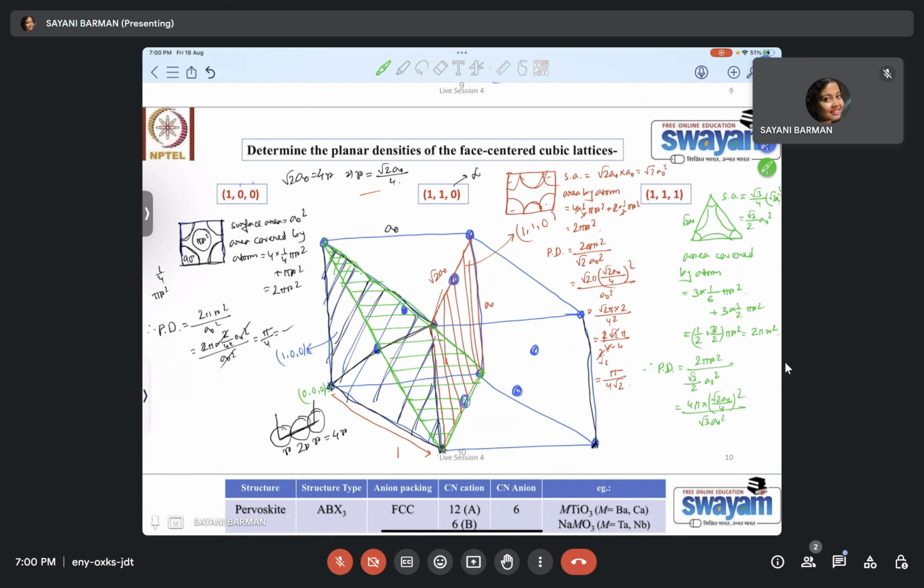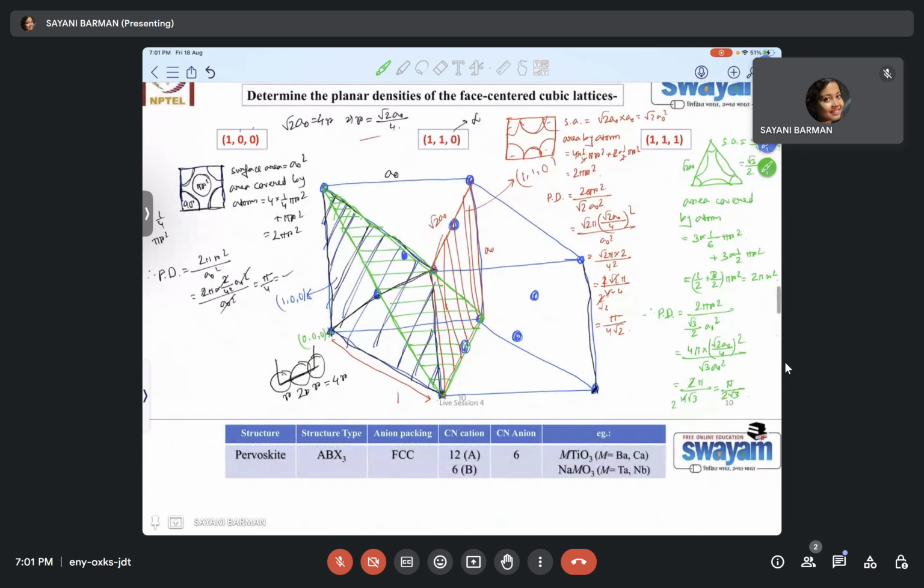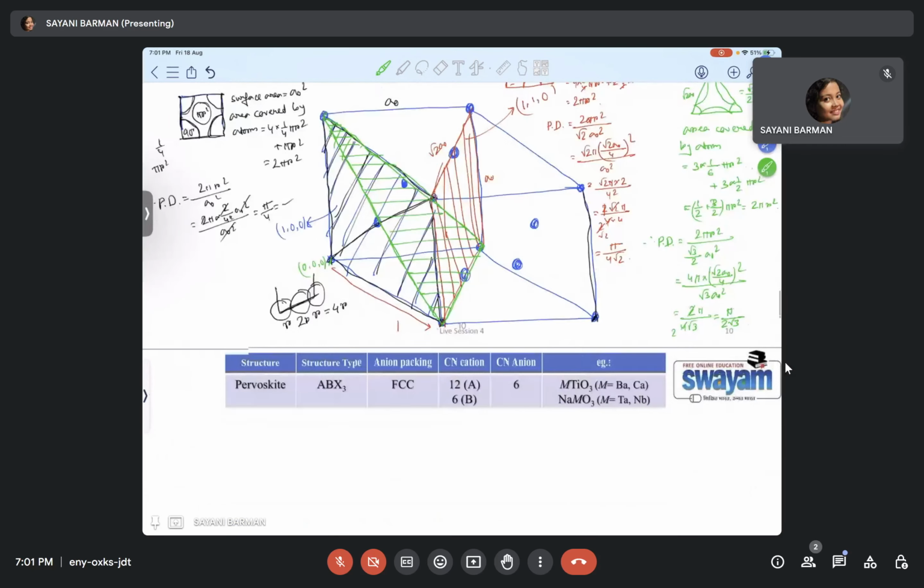A0 square will be nullified. 4 will be nullified. So it will be 2 pi divided by root 3 will be intact, and there will come a 4 root 3. Now 2 will be here, pi by 2 root 3 will be the answer. Okay. So these are the planar densities of these three faces for face-centered cubic lattice.